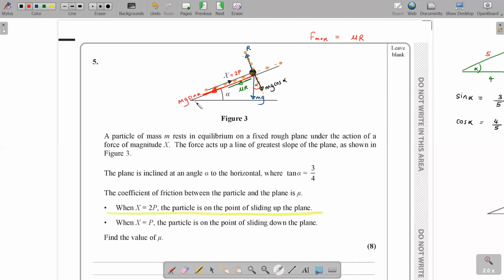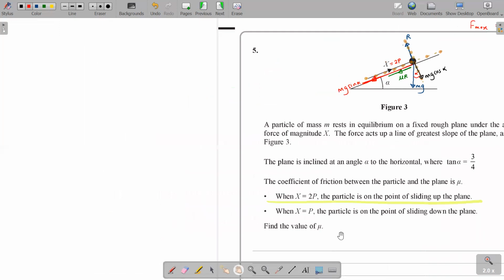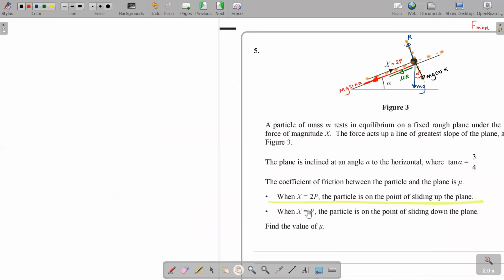So now all my forces are in the parallel to the plane and perpendicular to the plane directions. So let's take the equilibrium. What's the equilibrium we have here? Let's write down. First of all, your normal reaction perpendicular to the plane. Normal reaction is equal to mg cos alpha. Is that okay? That is when I consider perpendicular to the plane. Now let's consider parallel to the plane.